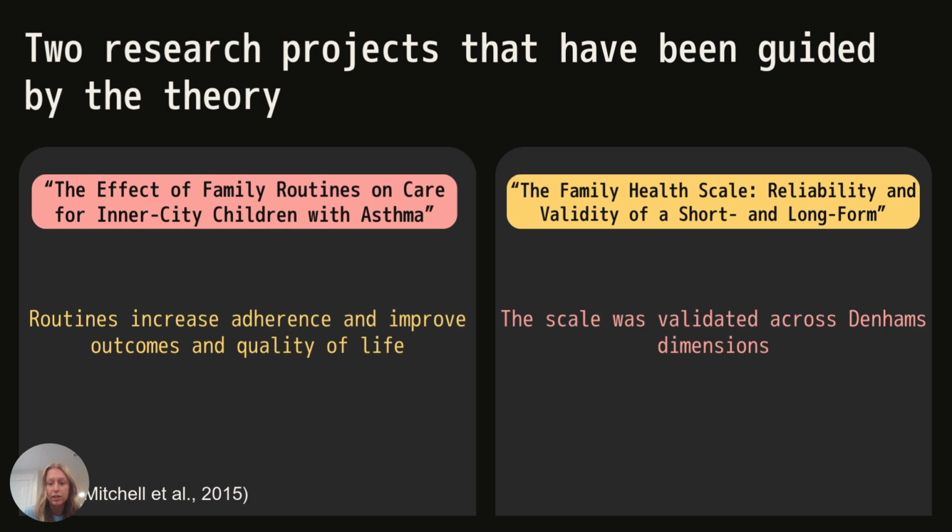The second research project was the Family Health Scale, Reliability and Validity of a Short and Long Form. This is a psychometric study, and it was aimed at the development of a family health scale. So this research study is a little bit different. It wasn't necessarily implementing the model, but it was growing and developing off of it. It was a multidimensional measure reflecting functional, structural, and contextual family health domains. The foundation was explicitly based on Denham's Family Health Framework and the broader Family Health, Maternal, and Child Health Measurement Resource Network.